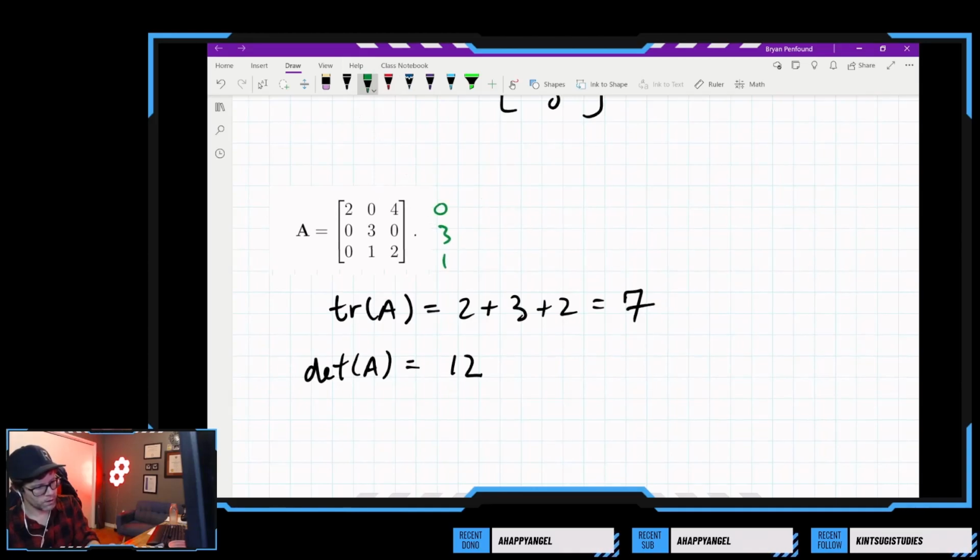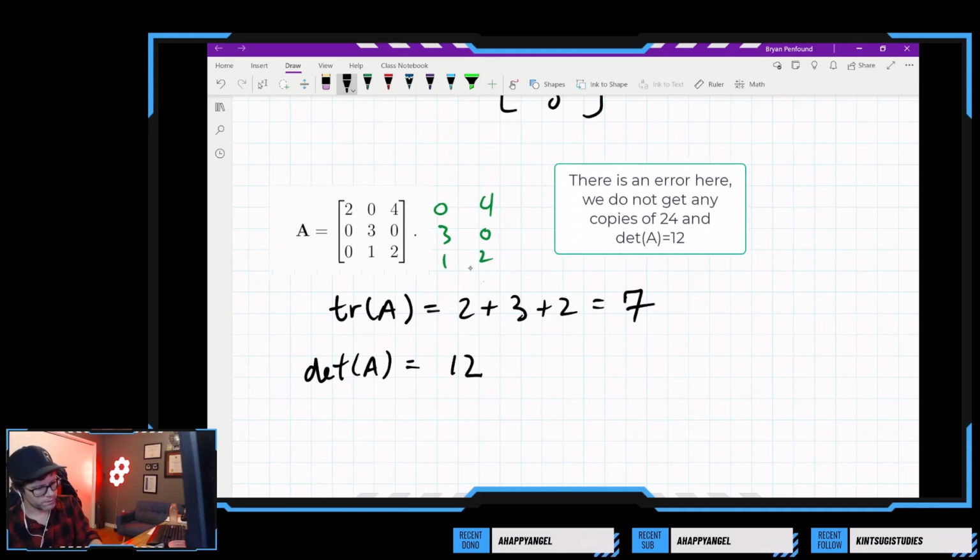0, 3, 1, 4, 0, 2. So we get 12, we get 0, we get 4 times 3 times 2, so 24. And then we do 3 subtractions. We do 4 times 3 times 2, so that's the same thing that I had before, so 24. And then we minus 0, minus 0. So our determinant should be 12.